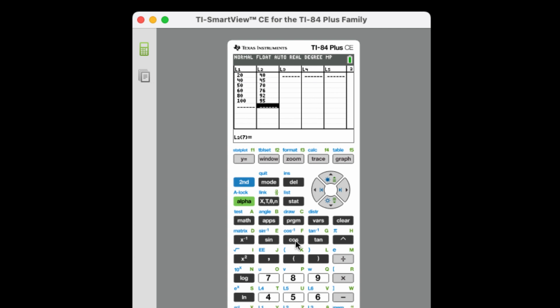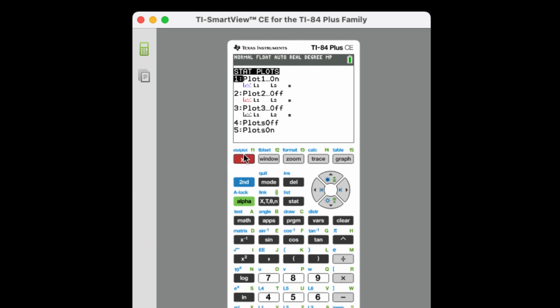Okay, so we want to create a scatter plot. Do you guys remember how to do that? Second Y, there's my stat plot. Make sure it's on plot 1. You hit enter. Make sure you have it on. It is. That's a scatter plot, by the way, the first one.